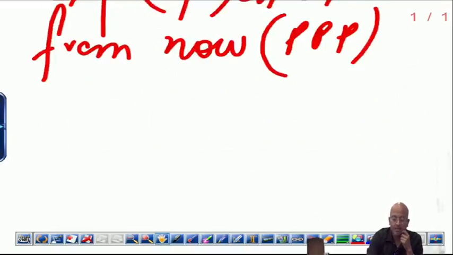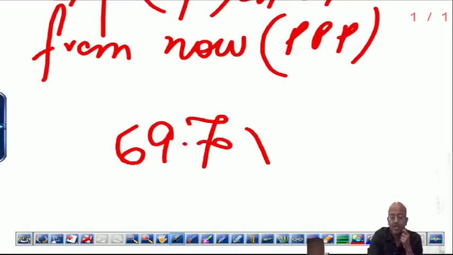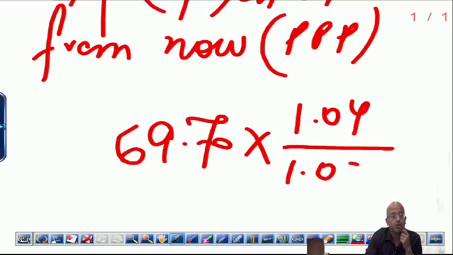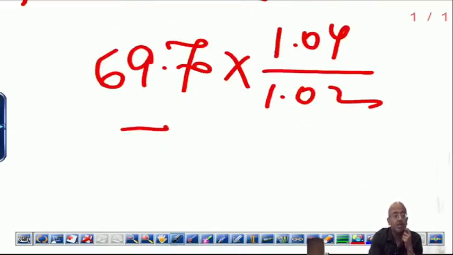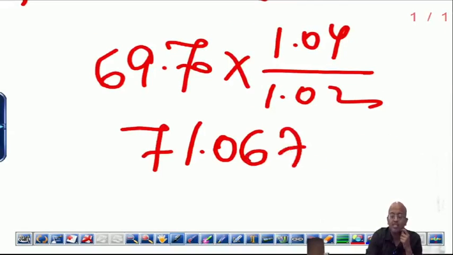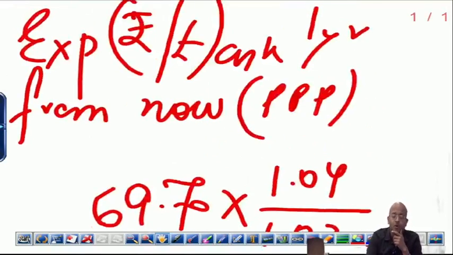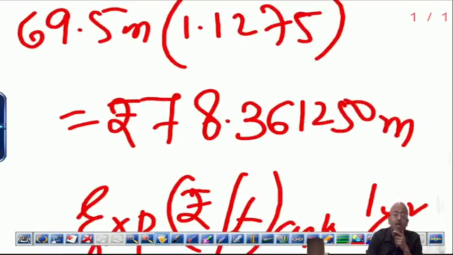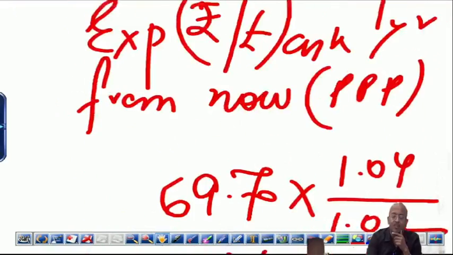So 69.7 into 1.04 by 1.02 is coming to 71.067. Whether I do it in 2 decimal places or 4 decimal places, the examination question will tell us. If they don't tell us, you do whatever you want and please mention everywhere that we have done rounding off in this manner. I'm doing 71.067. Some people are doing 71.07. That's fine because the rate is big, it is 71 point something, so 2 decimal places is fine. But had it been 0 point something, I would have definitely taken 4 decimal places. So after 1 year, we convert this rupee into pound. So the pound inflow after 1 year will be 78.361250.